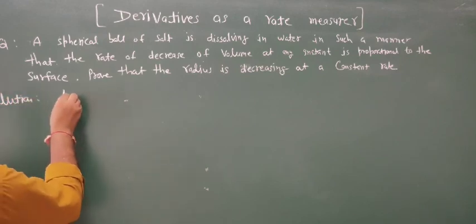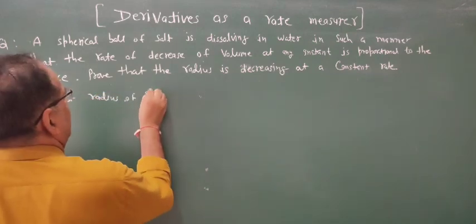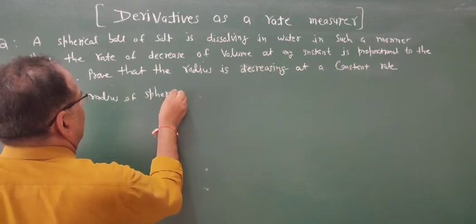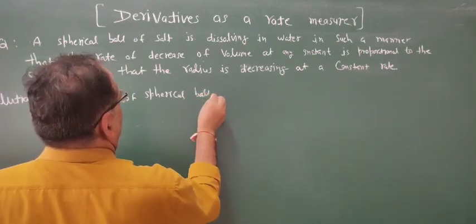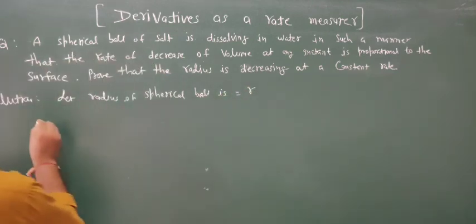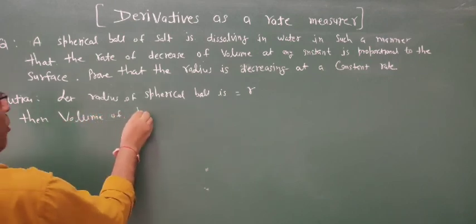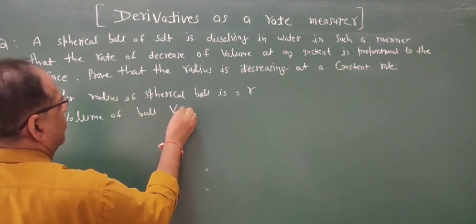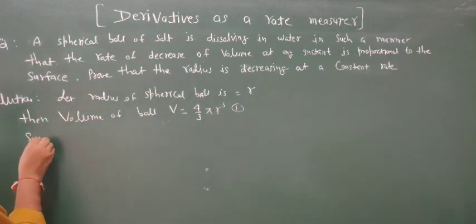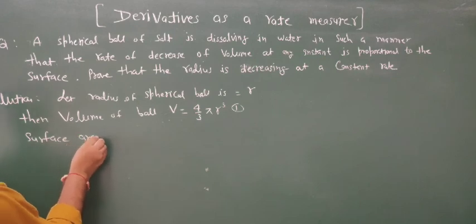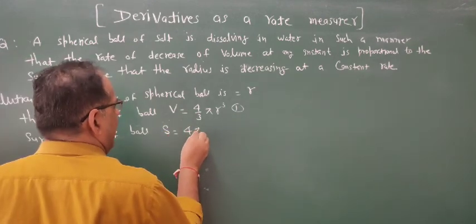So first assume, let the radius of the spherical ball be r, then volume of ball V equal to 4 upon 3 pi r cube, and surface area of ball S equal to 4 pi r square.